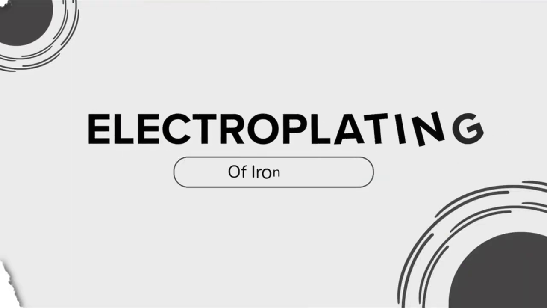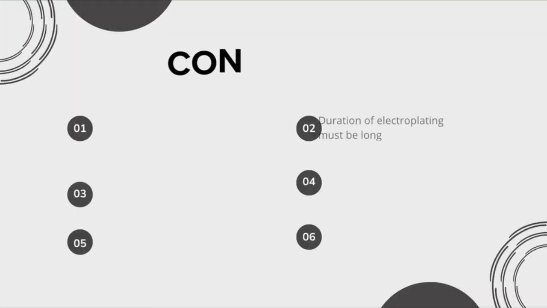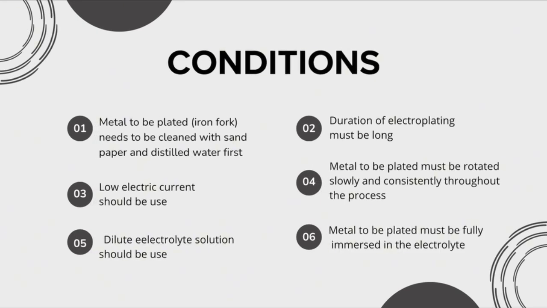During the electroplating process of an iron forge, there are 6 conditions that must be followed. First, the metal to be plated, which is the forge, needs to be cleaned first with sandpaper and distilled water. Then, a low electric current should be used, a dilute electrolyte solution should be used, and the duration of the electroplating must be long. Other than that, the metal to be plated must be rotated slowly and consistently throughout the process. The metal to be plated must be fully immersed in the electrolyte.